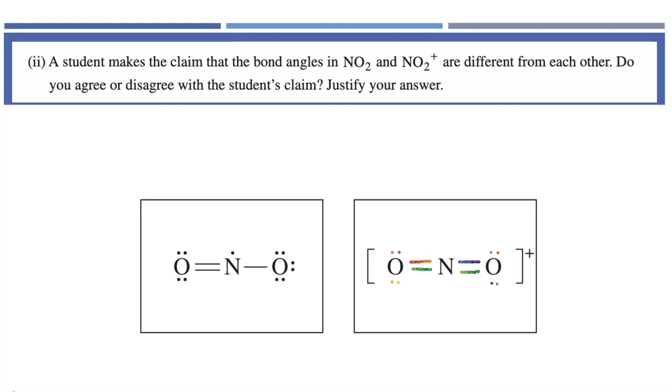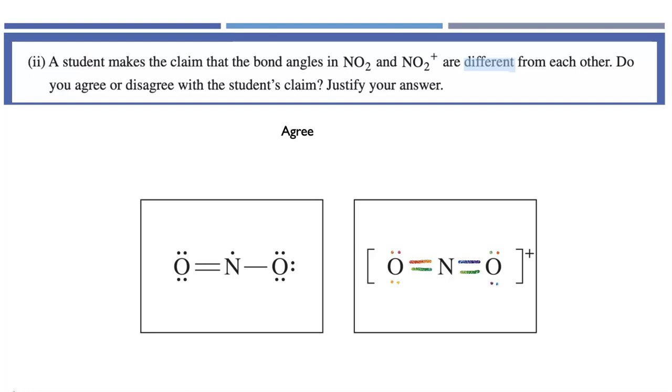A student makes the claim that the bond angles in the NO2 molecule, which is the one in the left box, and the NO2+ ion, which we just drew, are different from each other. Do you agree or disagree with the student's claim? Justify your answer. I agree with the student. You need to make sure that you're answering the question that's being asked. When I first read the question, I misread it. We're asking, are they different? Yes or no? I agree. They are going to be different. But how do I know that?